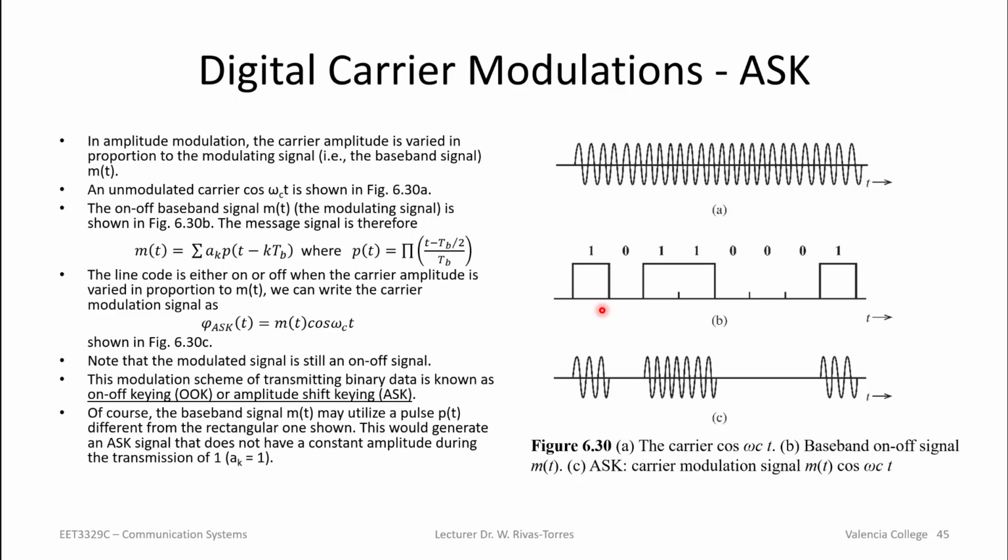Except that now our modulating signal actually turns on and off. Well, that's exactly what it's going to do to your carrier. When you multiply this by the carrier, it turns the carrier on and off, and that becomes your ASK signal. This is a modulation scheme we can use to transmit binary data. Notice this is not M-ary yet. So we can transmit binary data this way.